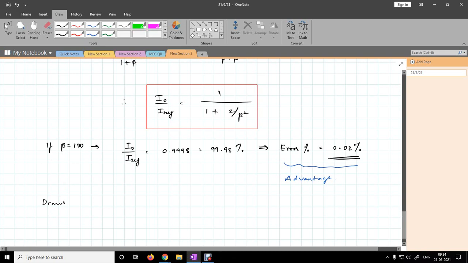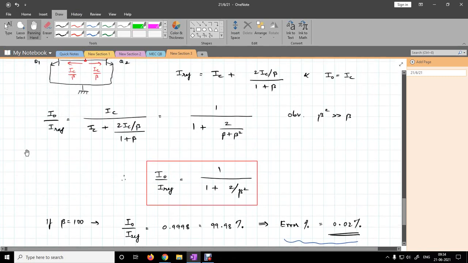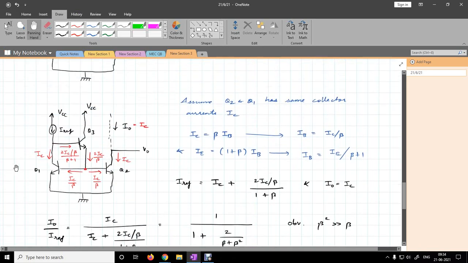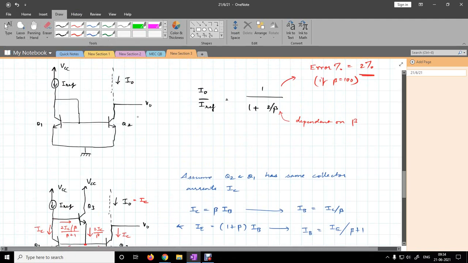So the drawback here is my output resistance is actually R naught 2. It is still R naught 2. It is not increased. Obviously, I have increased the accuracy of the current transfer ratio, but I have not increased the output resistance. If you look here and measure the output resistance R naught, that will be same as R naught 2.